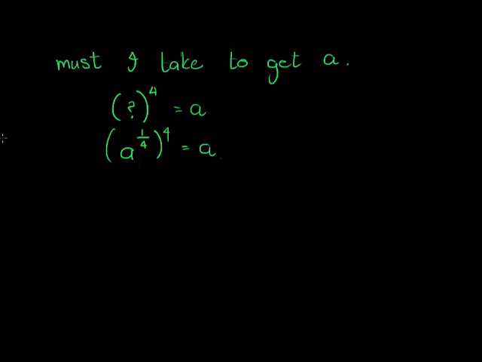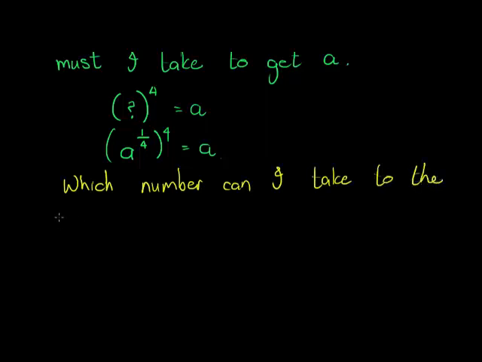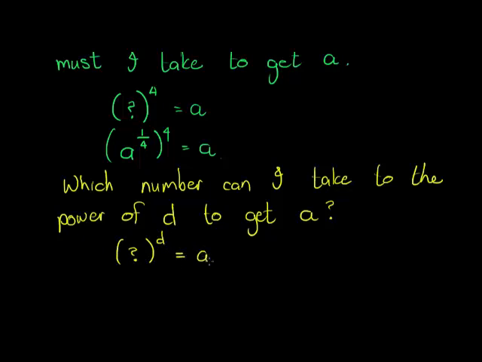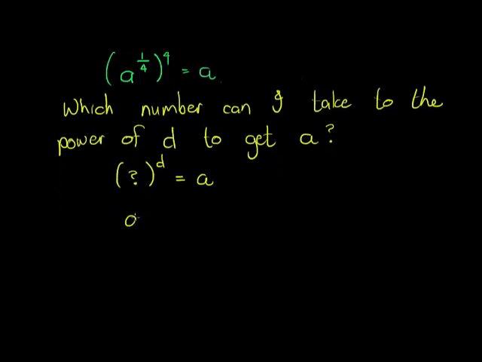Now, let's make it completely arbitrary. In other words, we can take any value. Which number can I take to the power of d to get a? I'm thinking of a number. If I raise it to the power of d, I will get a. What must that number be? Well, it must be a to the power 1 over d. If I take it to the power of d, that will give me a.